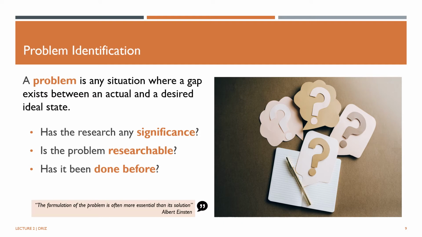Thus, it's more appropriate to define a problem as any situation where a gap exists between an actual and a desired ideal state. In identifying the problem, you need to ask yourself several questions. First, what is the significance of your research? This can be viewed from several perspectives, that is, from your perspective or from society at large.